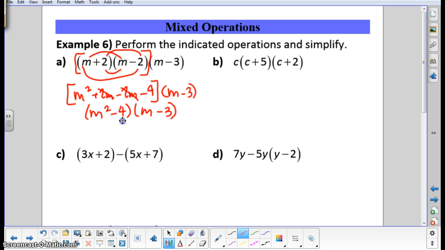So we have now two binomials, and we can do the monkey again. And we're going to get m cubed minus 3m squared minus 4m plus 12. And there are no common terms, since each one of these has an m cubed, m to the second, m to the first, and m to the 0. So we are done.